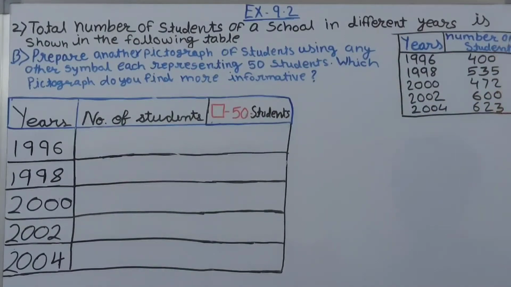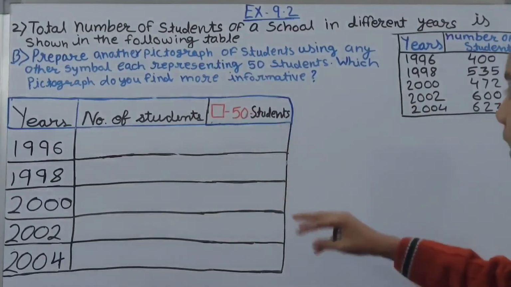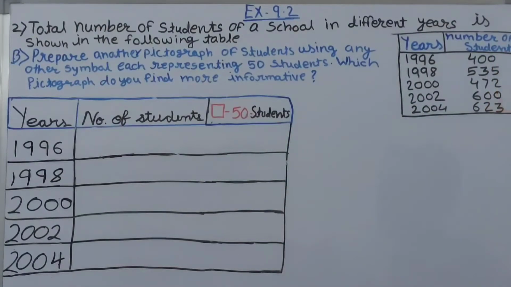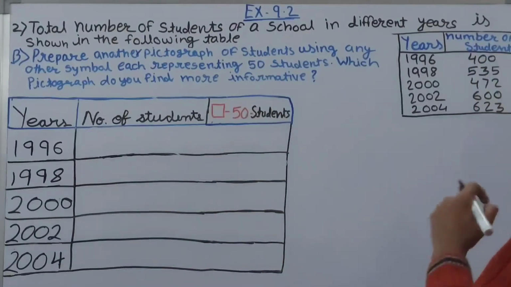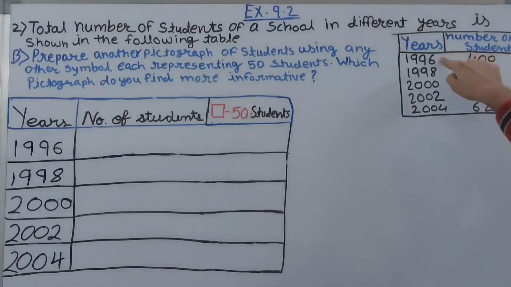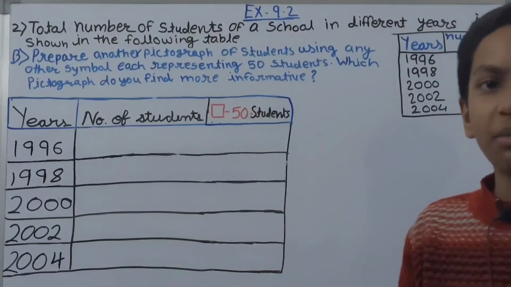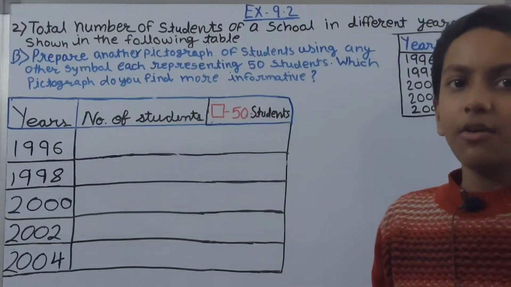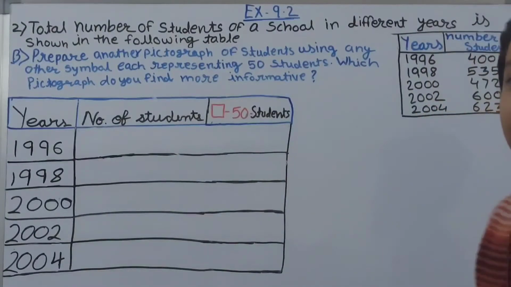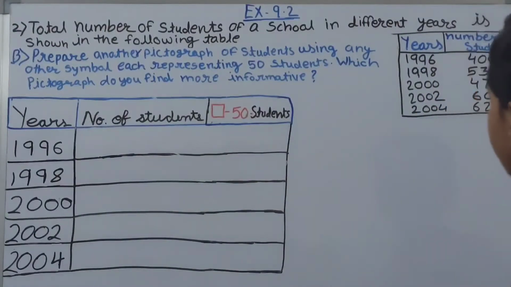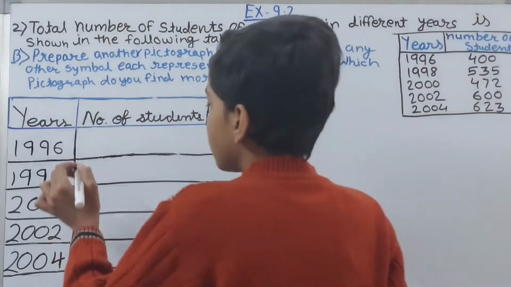So let us start making the same thing over here. Years are the same and number of students are the same, but the only change over here is that one symbol is equal to 50 students. So in the year 1996 we have 400 students, that is 400 divided by 50, so that will give us 8. That means we will have to make 8 symbols for 400 and those will be complete.